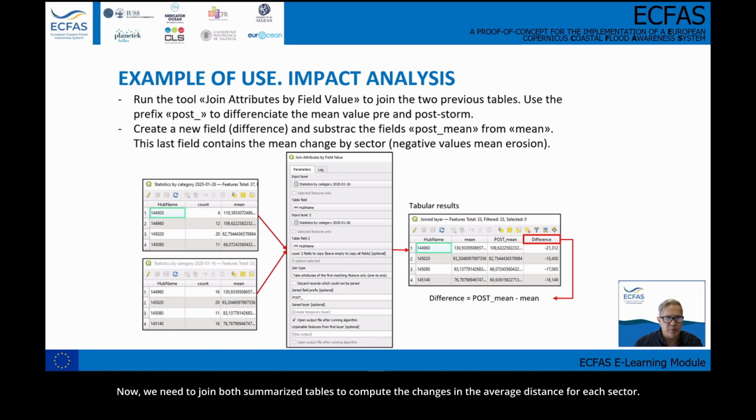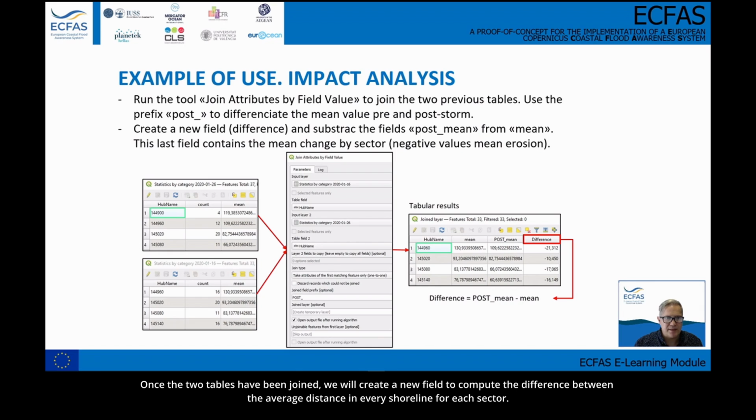Now, we need to join both summarized tables to compute the changes in the average distance for each sector. The first step is to run the tool join attributes by field value, using the field half_name as the join field. Once the 2 tables have been joined, we will create a new field to compute the difference between the average distance in every shoreline for each sector. In this case, we have created the field difference, and the expression to compute the change is field post mean minus field mean.